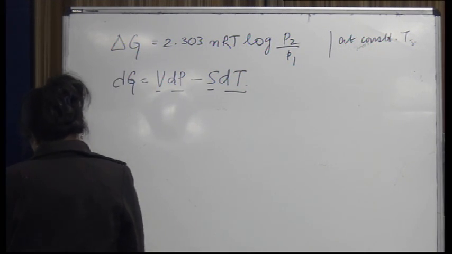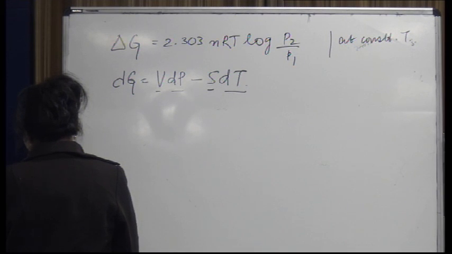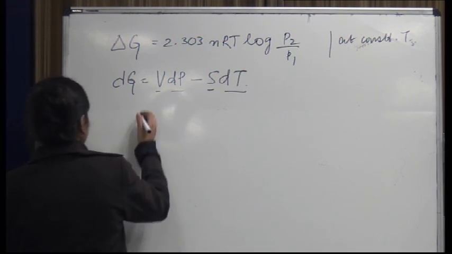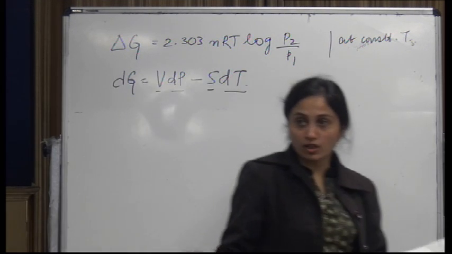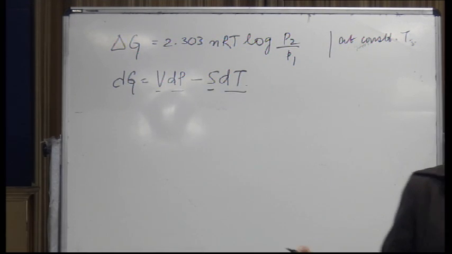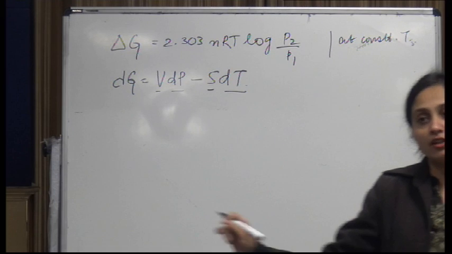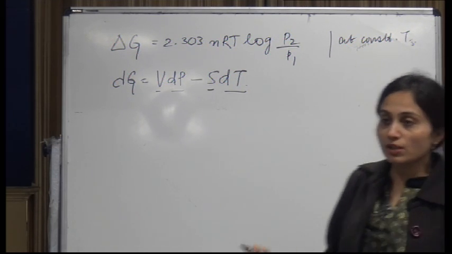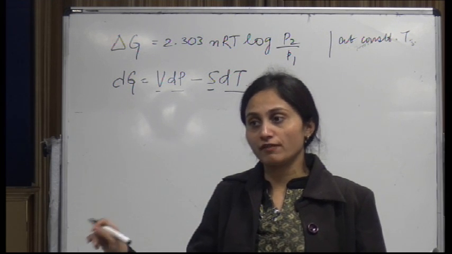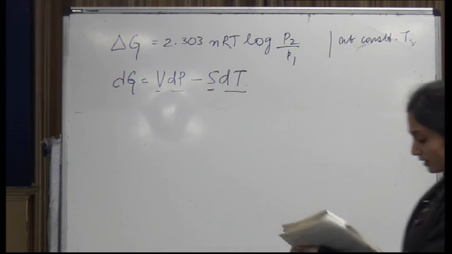From here, I would just like to tell you that, okay, just leave that. You remember that delta G at constant temperature will be equal to nRT ln of P2 by P1, which is equal to nRT ln of V1 by V2. Just remember that for delta G.